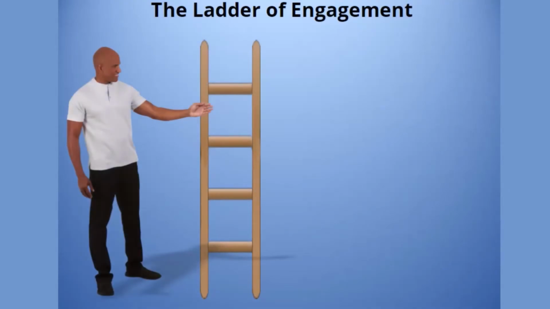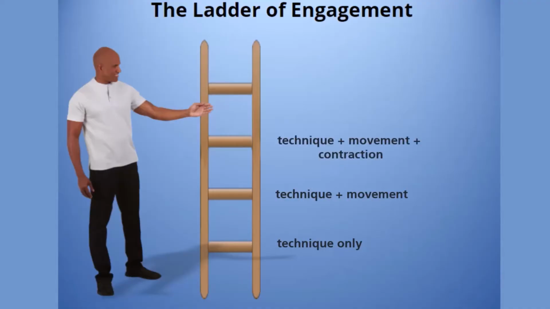There are 4 rungs or levels to the ladder of engagement. The first is a technique with no involvement from the client. This is a passive technique performed just by itself. The second one is technique plus movement. Some technique is performed in conjunction with another type of movement. The third level is technique plus movement plus some type of active muscle contraction. The fourth or highest level is technique plus movement plus a muscle contraction and additional resistance. Now we'll explore each of those different levels of the ladder and when we would try to use them in different applications that we're doing with our clients.